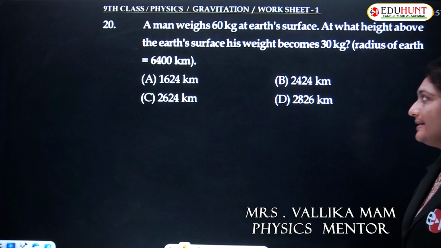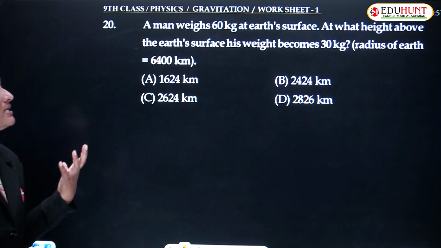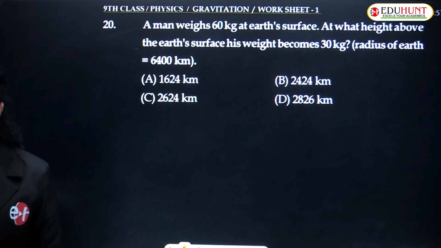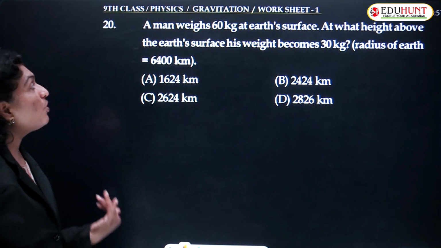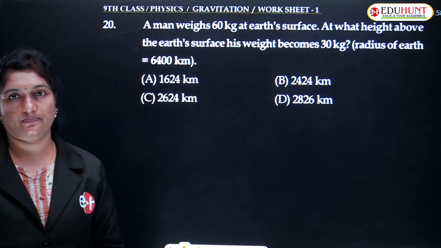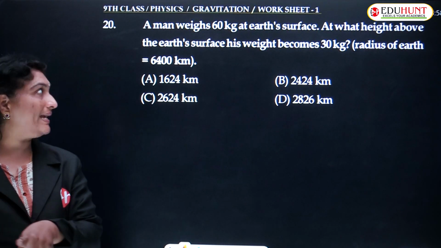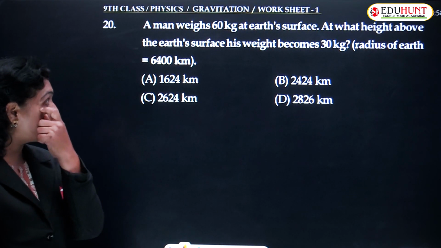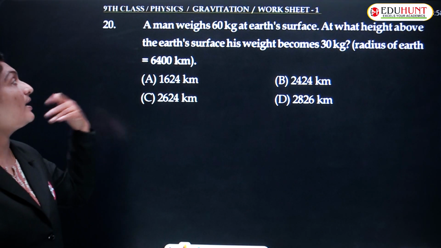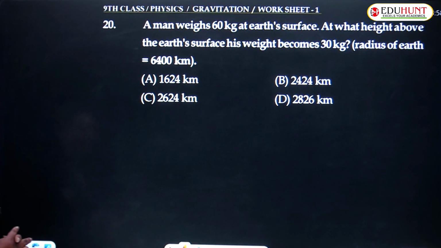So now moving to the 20th question, children. A man weighs 60 kg at the Earth's surface. On the surface of the Earth, what is the mass of the person? 60 kg. At what height above the Earth's surface does his weight become 30 kg? So you are asked to find out at what height his weight becomes 30 kg. Let us look into that carefully.